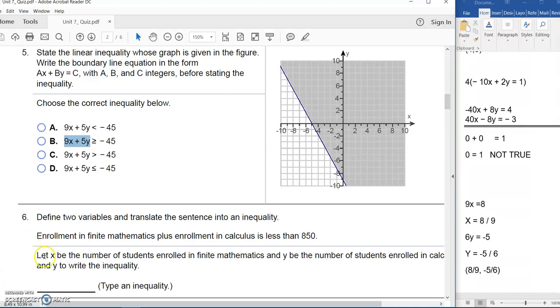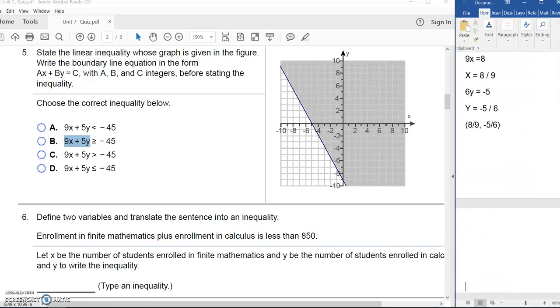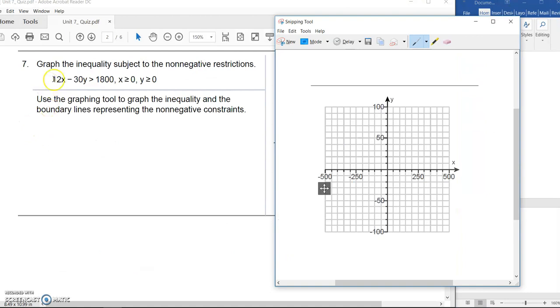Question 6. X is the number of students in the finite math class, and Y is the number of students in calculus. So enrollment in finite math plus calculus is less than 850. So you would just write x plus y, not equals, less than 850. So that would be the answer, x plus y less than 850. So we need to graph this inequality. First of all, we need to find the x and y intercepts.